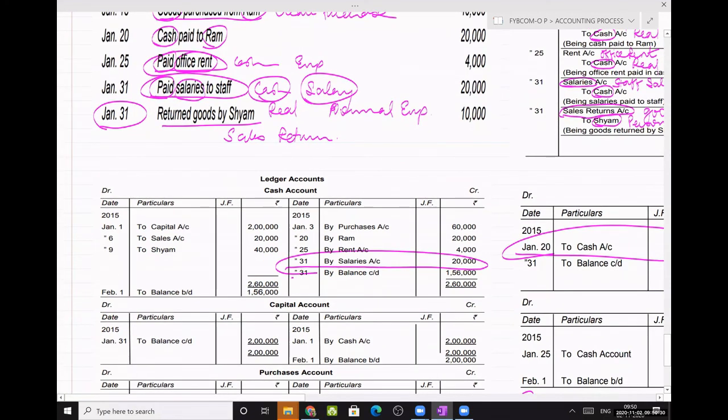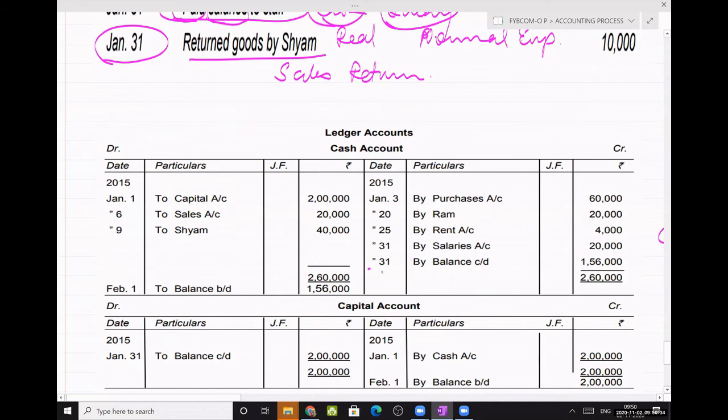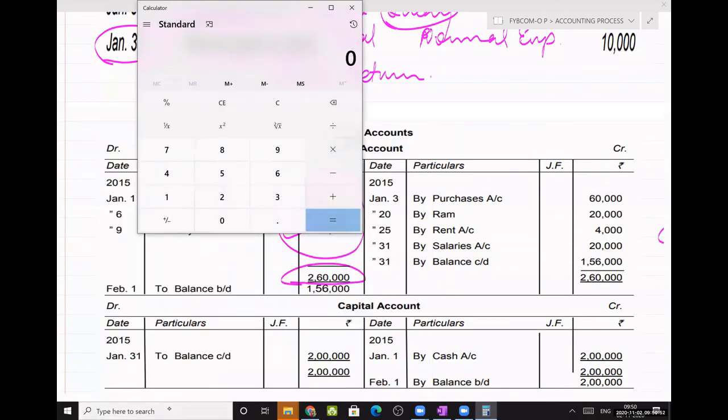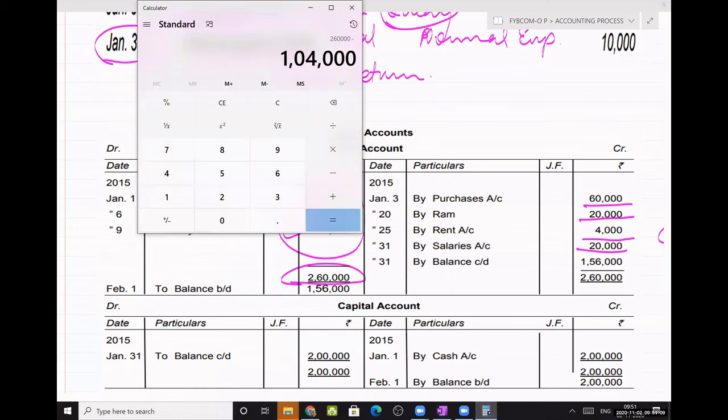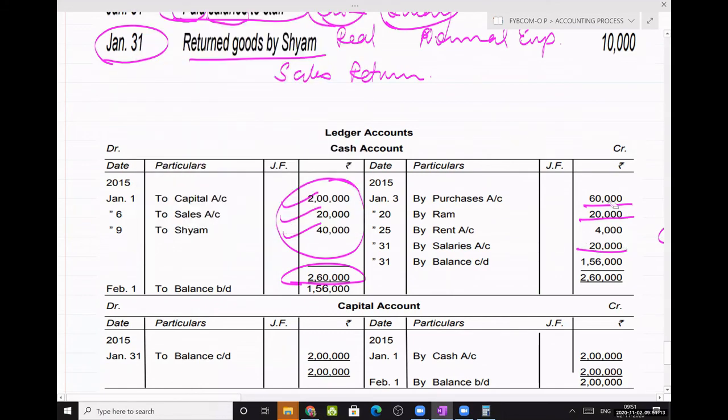Okay? So let us first close the ledgers. When you close your ledgers, you have to see which side is more. Obviously, debit side total is more. 2 lakhs plus 20 plus 40 is 2 lakhs 60. So 2 lakhs 60 minus this credit side total: 60 plus 20, 80. 80 plus 4, 84. 84 plus 20, 1 lakh 4. So minus 1 lakh 4, 1 lakh 56 is my closing balance. Here, closing balance 1 lakh 56.